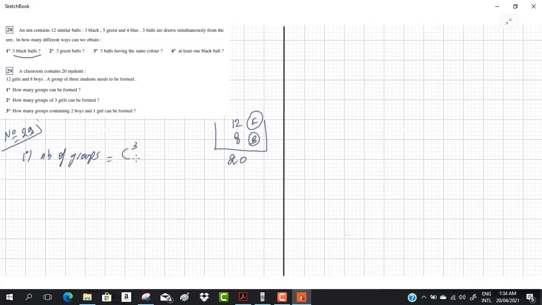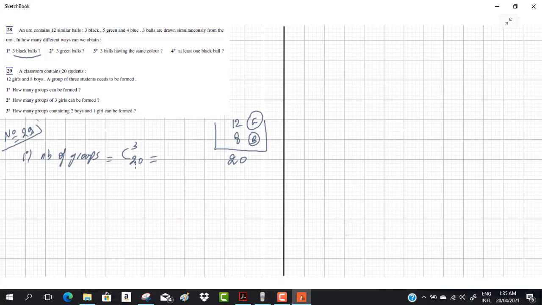I'm selecting 3 out of 20. Is it C3 out of 20? Why did I choose to use C? Why didn't I use A or P? He did not mention it here. He is not saying his way of drawing. Okay, he's not saying simultaneously or successively with replacement or successively without replacement. And as he is talking about people, I will assume that it's simultaneously. Or I can say there is no order here.